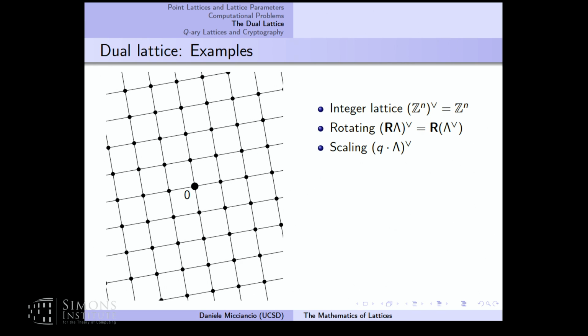What if you scale your lattice? You take your lattice and you multiply it by a factor q. What would be the dual? What do you expect to happen to the dual? You want the product to... Good, yes, that's the answer.